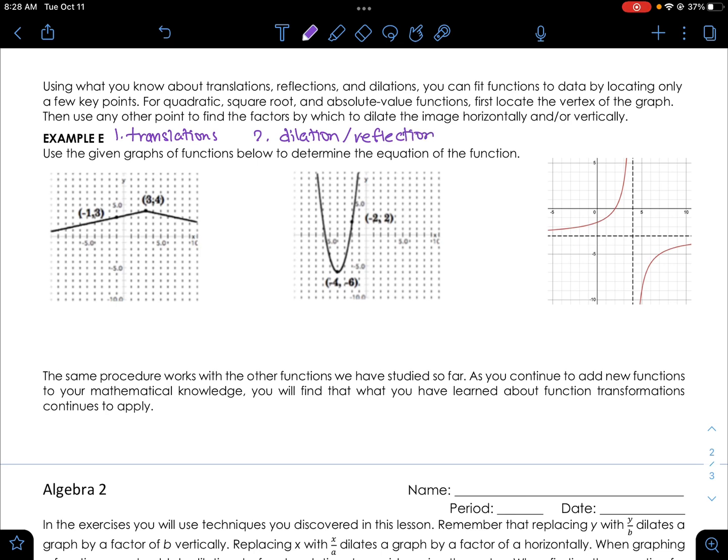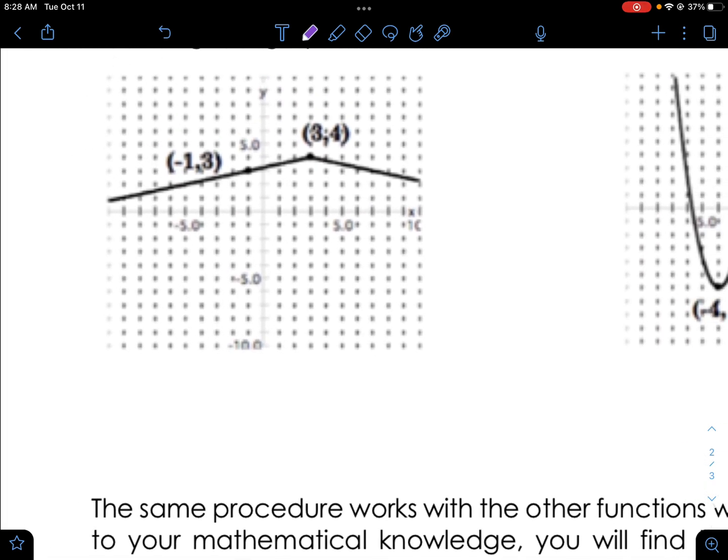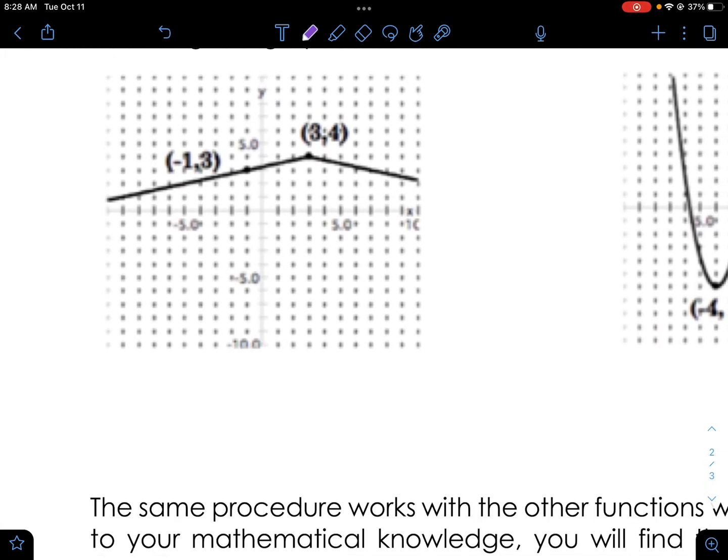So by taking a look at this first graph here, we see that this is an absolute value graph because it is a V shape, and we see that the vertex of that is now at (3, 4). So again, the vertex of the parent function is usually at (0, 0), so it has moved 3 to the right and 4 up. So if we are going to write this with just that translation, we would have |x - 3| + 4. But we can see that there have been a few other things that have occurred.